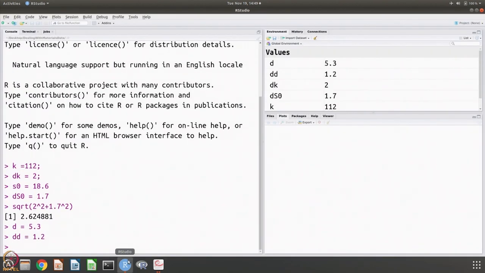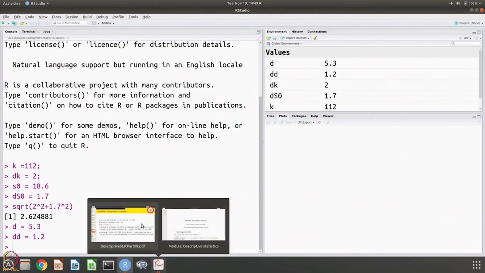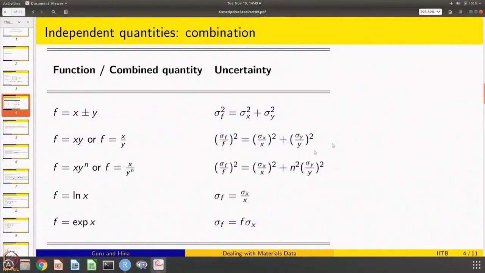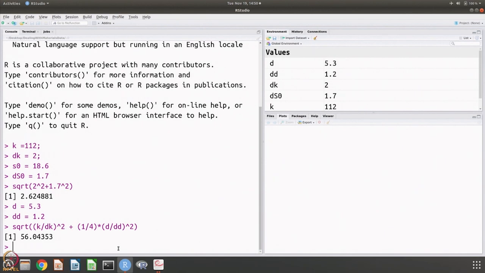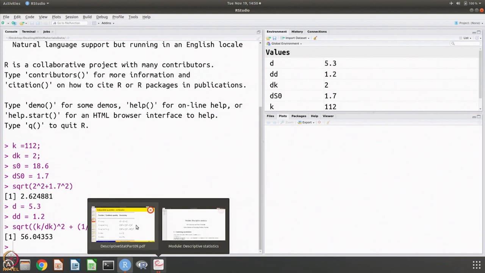So in this case, the uncertainty has to be calculated using this formula. The relative uncertainty is the square root of sigma x by x whole squared plus n squared sigma y by y whole squared. Here x happens to be k, and y happens to be d. So it is dk by k whole squared plus, n is half, so it is 1 by 4 multiplied by dd by d whole squared, and the entire thing you have to take the square root.